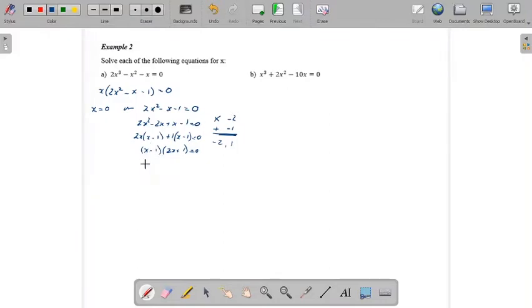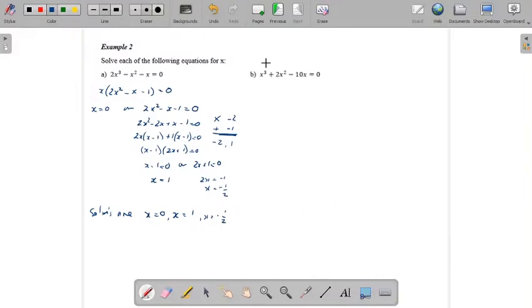That means that x minus 1 equals 0 or 2x plus 1 equals 0. Which means we have x equals 1 or 2x equals -1, which would be x equals -1/2. So our solutions are x equals 0, x equals 1, x equals -1/2.